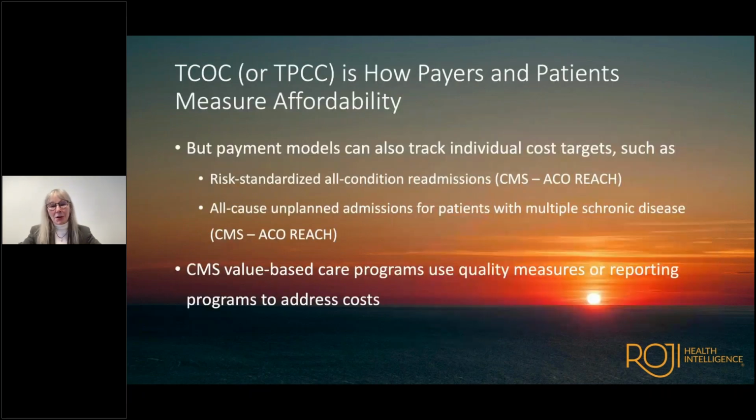Total cost of care, total per capita cost is how payers and patients are measuring your affordability. But many of them are also tracking individual cost targets within that. For example, those that we already know, the risk standardized all condition readmissions and unplanned admissions for people with chronic disease. Sorry for the typo. CMS value-based quality programs are also using what they cast as a quality measure, but are really a cost measure within that. So that's an important thing to recognize. Cost measures aren't only in a separate segment called cost.